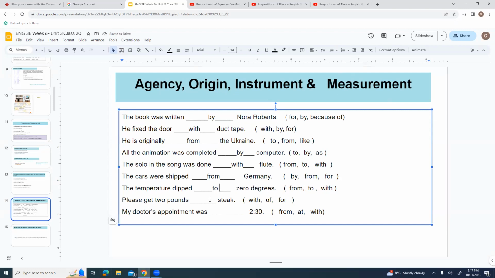Please get 2 pounds blank steak, with steak, of steak, or for steak. And that would be another measurement, and it's of steak. My doctor's appointment was blank 2:30, from 2:30, at 2:30, with 2:30, definitely at.